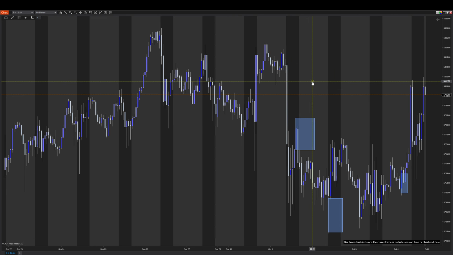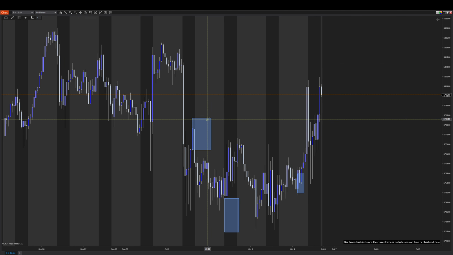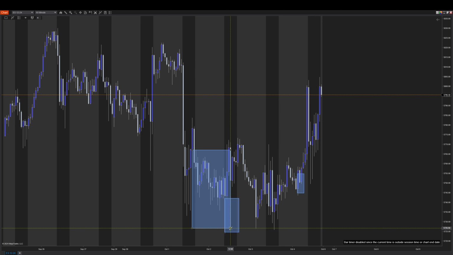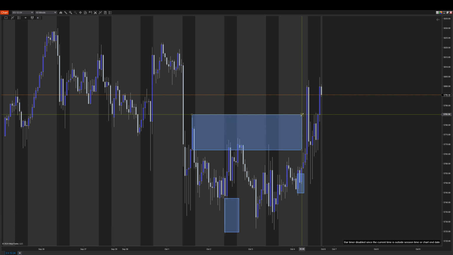Go through a couple more examples. Right here, we make a down move, create sellers. This is supply, right? I'm going to take this whole candle here. This is supply.